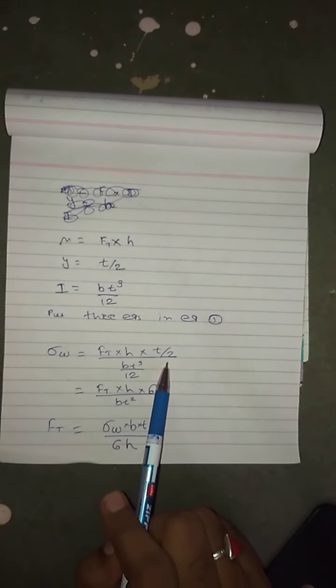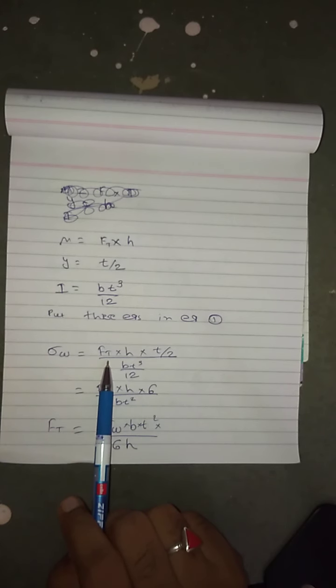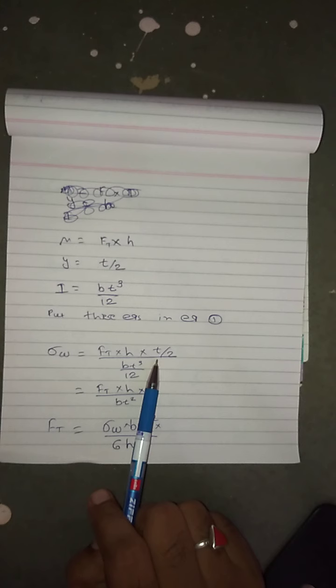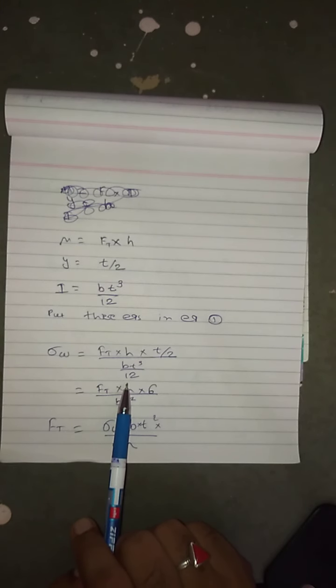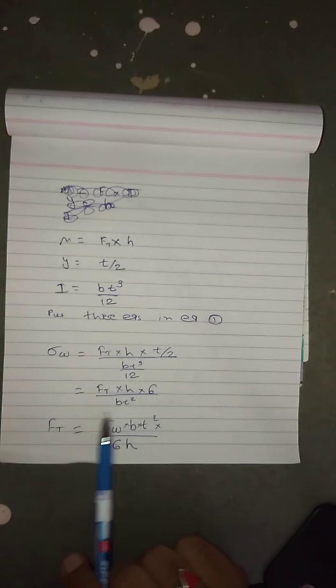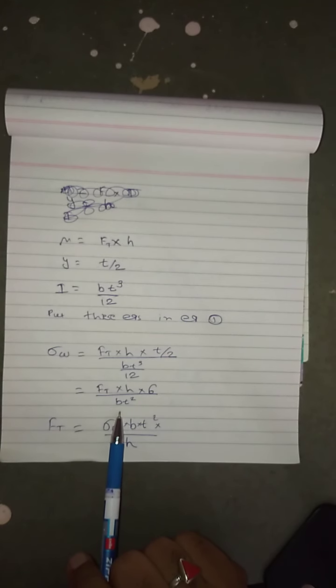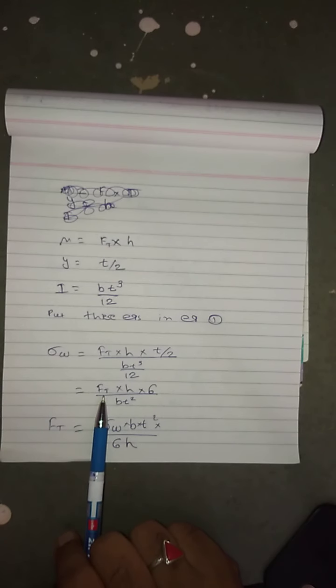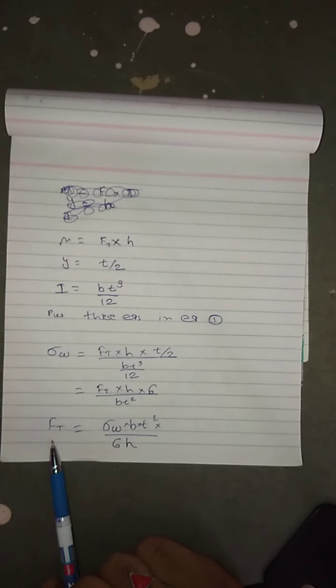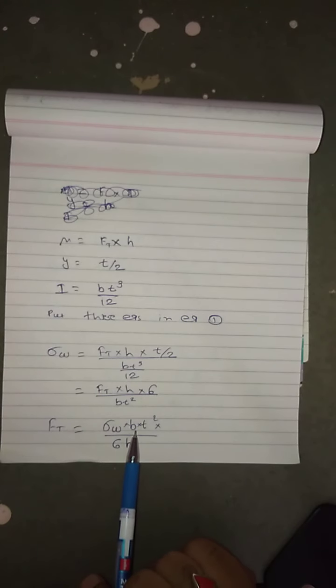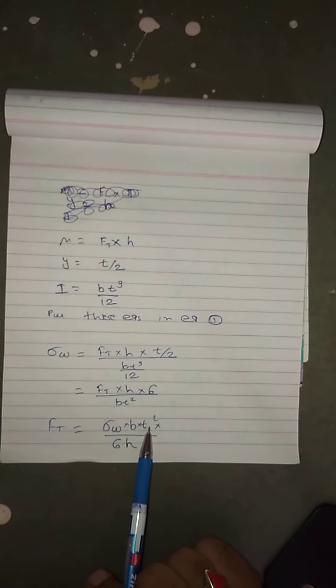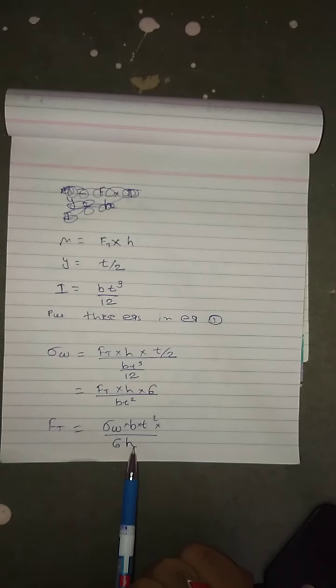where M is replaced with Ft into h, y is replaced with t by 2, and I is replaced with b t cube by 12. Now simplify this equation, we get Ft into h into 6 upon b t square. Now take Ft as the subject, so our equation becomes Ft equals sigma b into b into t square upon 6 into h.